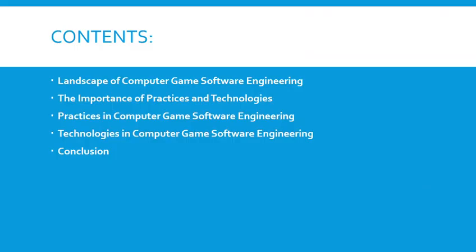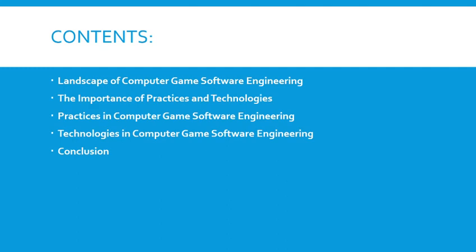So here I have steps. Here I have a main topic. Here are subtopics of that. The subtopics are the landscape of computer game software engineering, the importance of practices and technologies we are going to use, and practices in computer game software engineering. These are the normal practices we are going to use, and technologies in computer game software engineering, and lastly I'm going to conclude this topic.